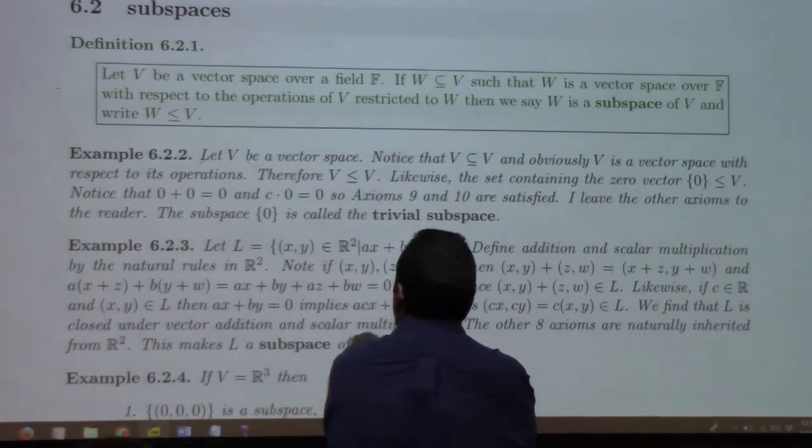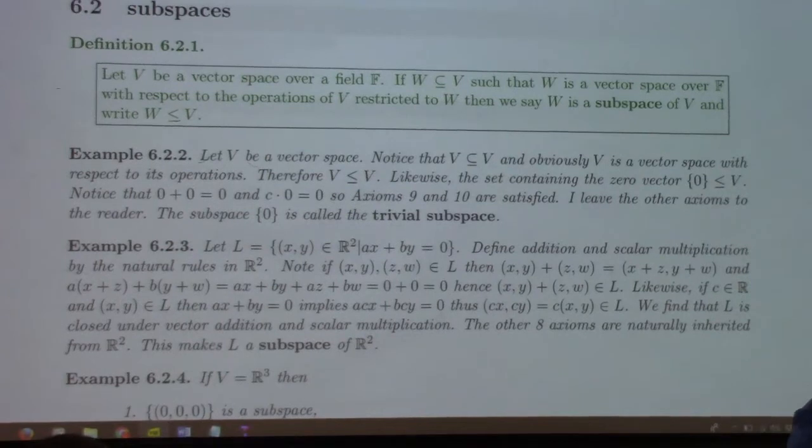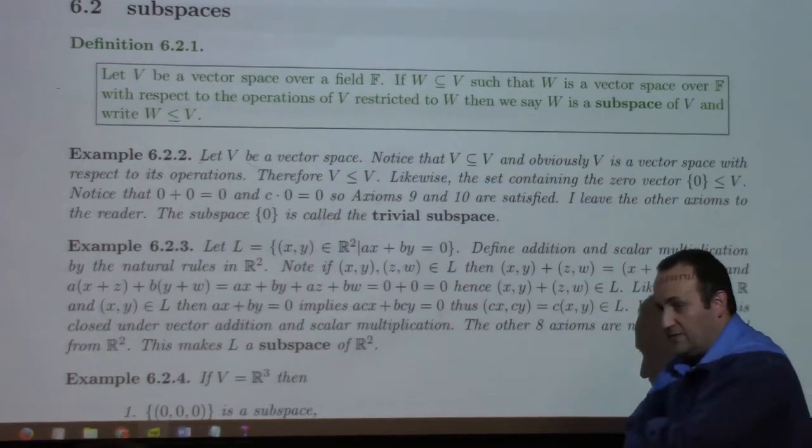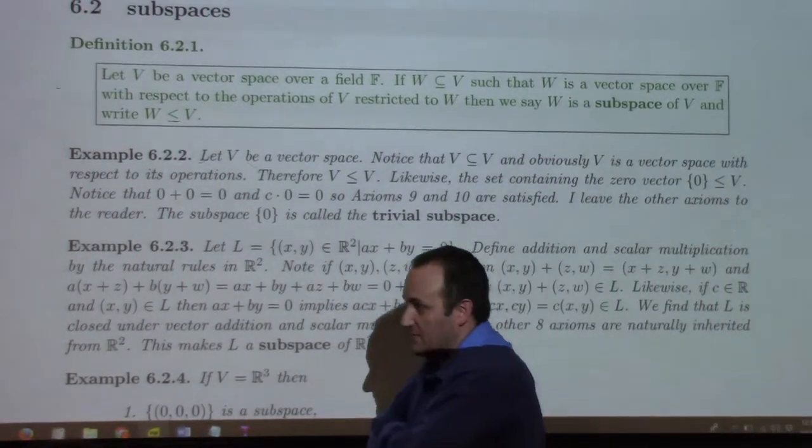All right, subspaces, definition. What is a subspace? Let V be a vector space over a field F, and W a subset of V. If that subset is also a vector space with respect to the inherited operations from V, restricted to W, then that makes W into what's called a subspace. In other words, a subspace is just a subset which is naturally a vector space on its own.